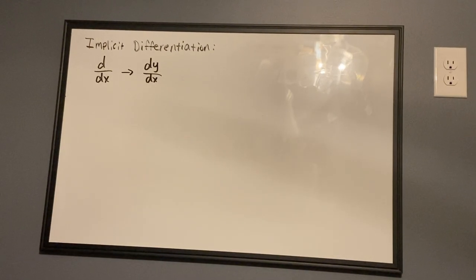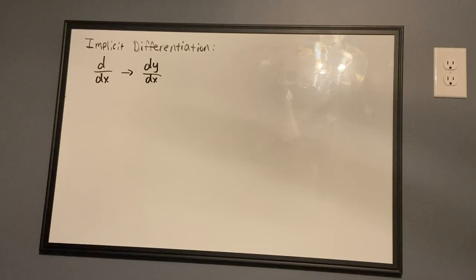Today, I'd like to explain to you what implicit differentiation is and how to solve it. So, implicit differentiation is a way to solve a derivative when you have more than one variable in your function. So, if you have an x and a y in the same function, how do we take the derivative of that y term? That's what implicit differentiation is going to help us do. It's going to help us take the derivative of other variables besides x.